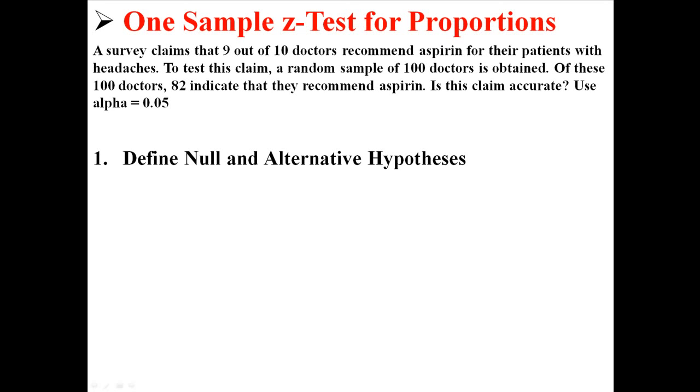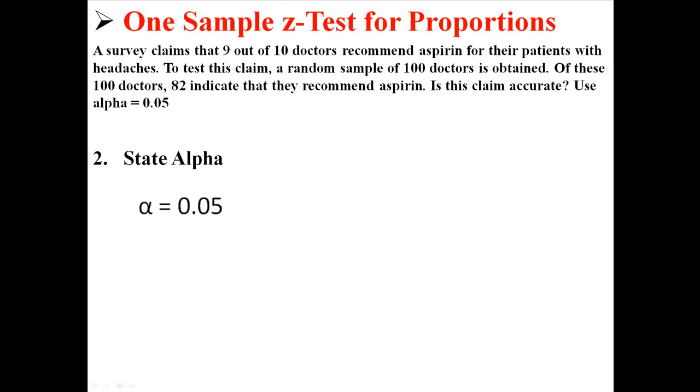So step 1 is to define the null and the alternative hypotheses, which is pretty easy. Our null hypothesis is that the population proportion is equal to 0.90. That's 9 out of 10. We're starting off with the assumption that 9 out of 10 doctors recommend aspirin, so that's our null hypothesis. H1, the alternative hypothesis, is that P is not equal to 0.90. We're testing to see if that 9 out of 10 doctors claim is not true. Now, we state our alpha level in the second step, and that's easy because I said use an alpha level of 0.05.